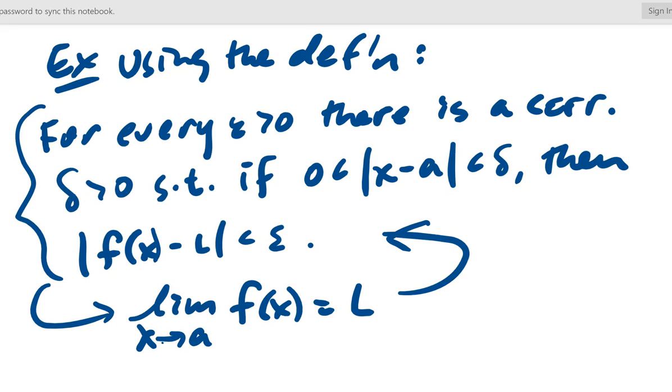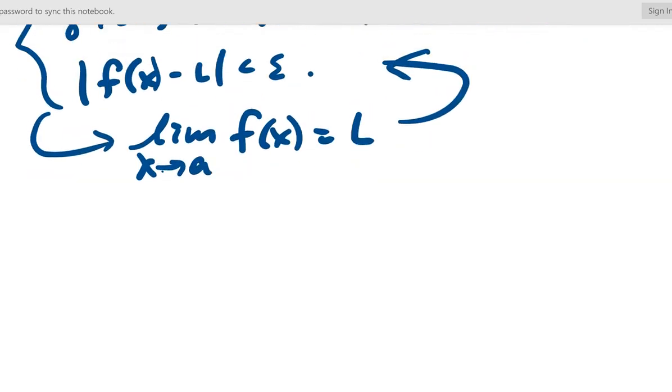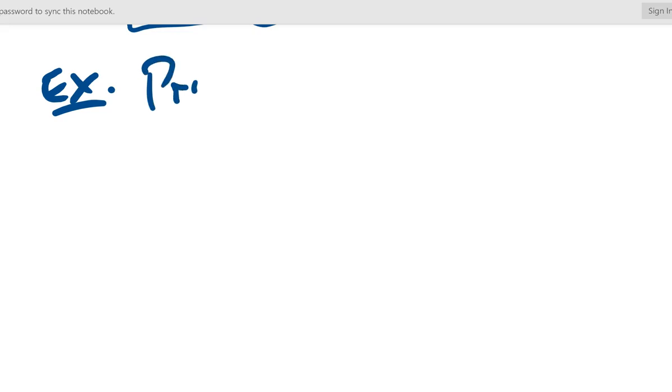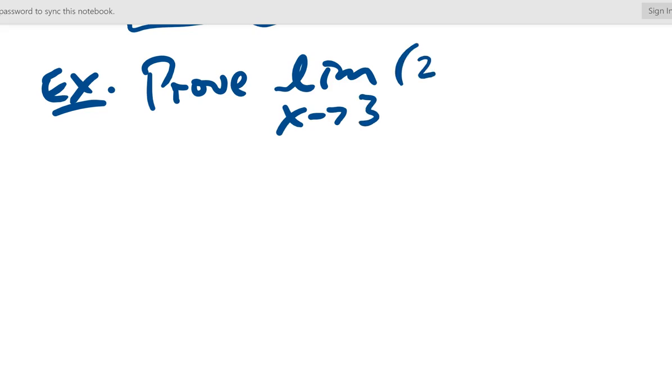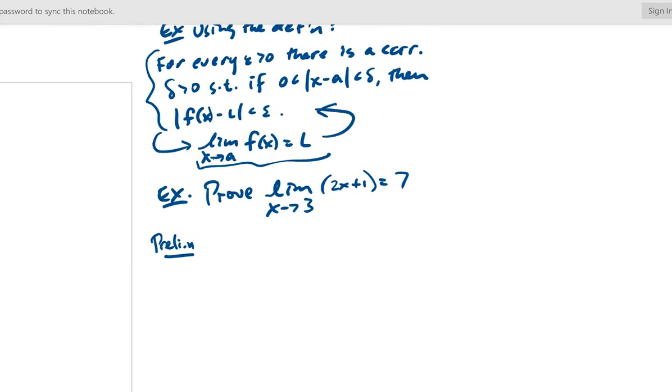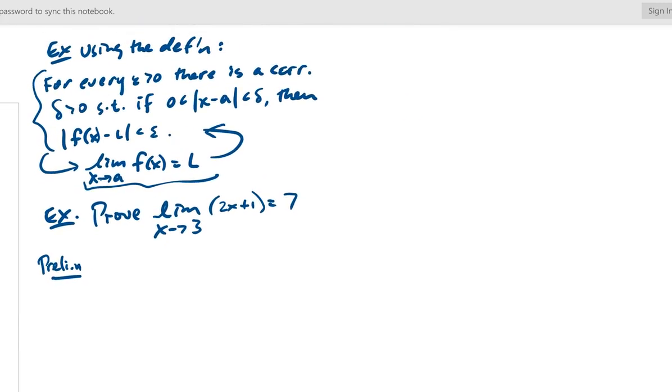Let's do a problem where we prove one of these limits. Let's prove the limit as x goes to 3 of 2x plus 1 is equal to 7. If you plug 3 into x, you get 6 plus 1 is equal to 7. So it's definitely true. We're just proving it's true. Here's the preliminary step, and this is going off of the definition. So let's keep the definition in mind.